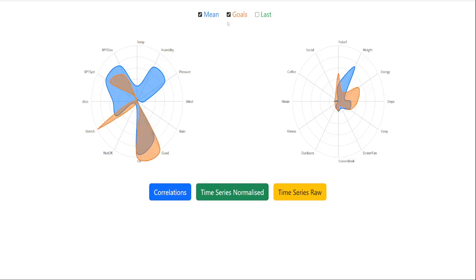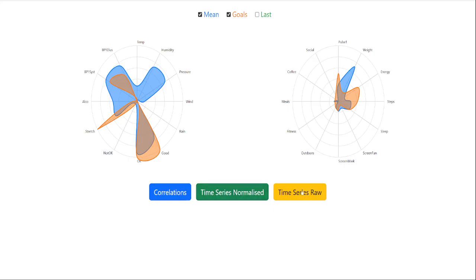Now, if we compare the mean value to the goals, as you see on the left plot, BP here is the blood pressure. My blood pressure is persistently above normal. Something to touch on, perhaps with the GP during the next appointment. My weight is well above the desired value. And the number of steps I'm doing per day is well below the target value. Let's have a look at the time series.